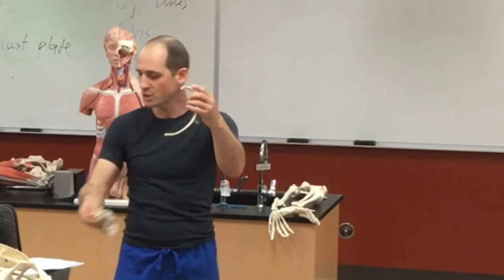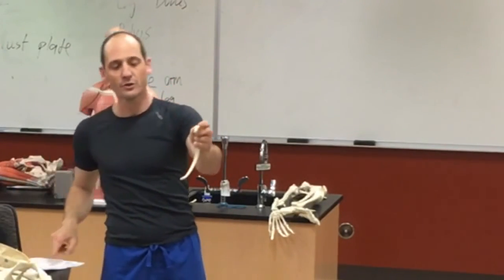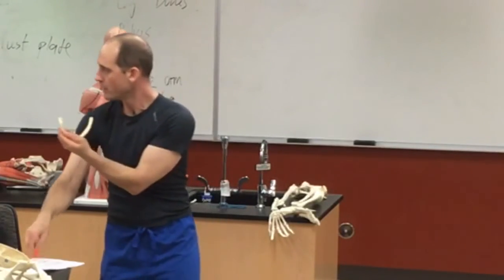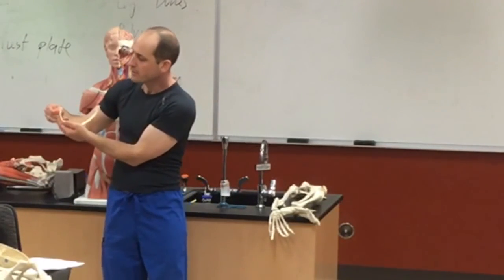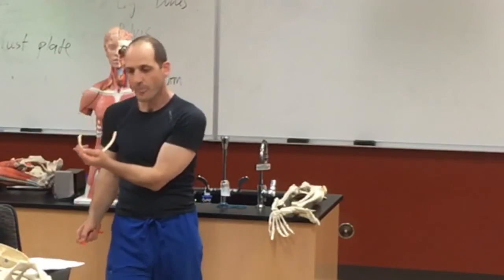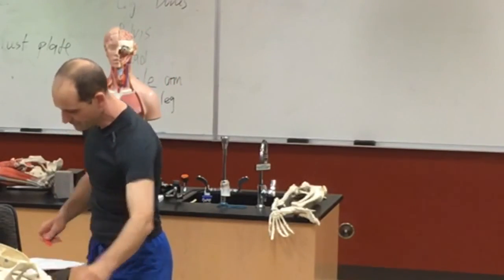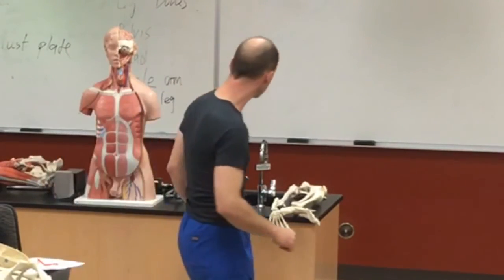It connects right here to the transverse process of the vertebra. So that's known as the tubercle of the rib. So we have a head, a neck, a tubercle. And that's the rib. And then we get to the upper extremity.